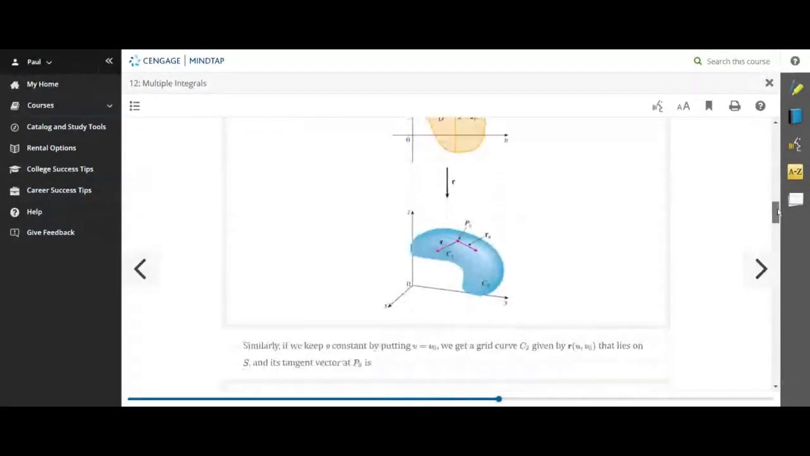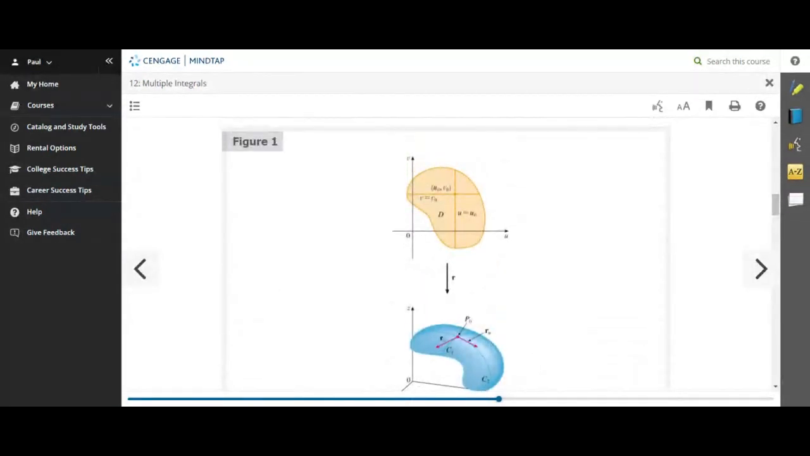So first of all, in figure 1, we have a surface. And we're looking at a point on the surface, P sub 0. Now, through point P sub 0, there are two space curves. You can see them in the picture, space curve C1 and space curve C2.